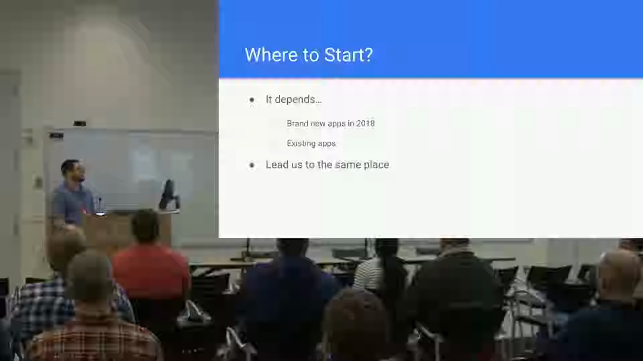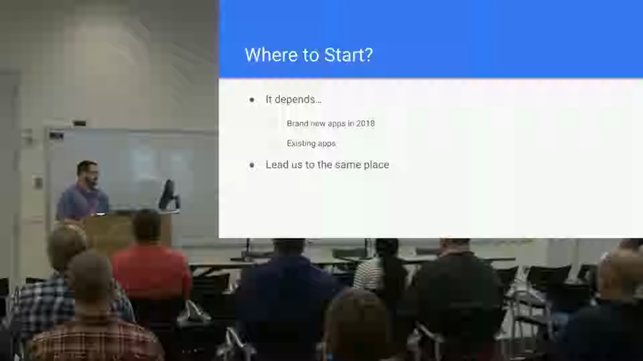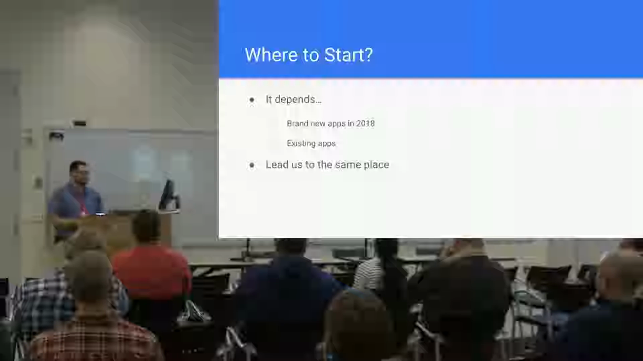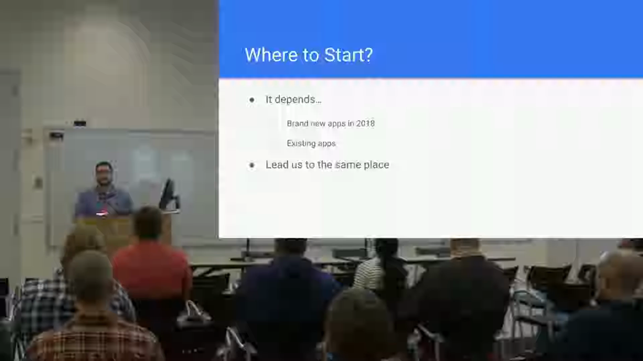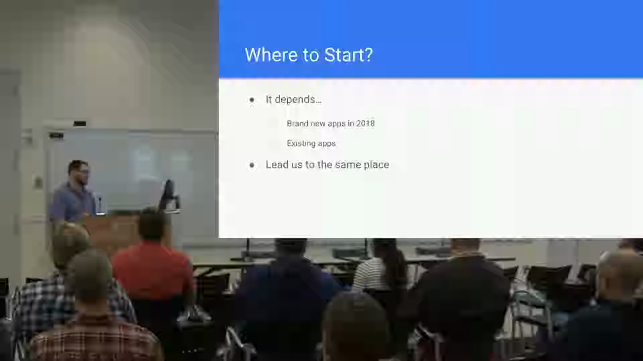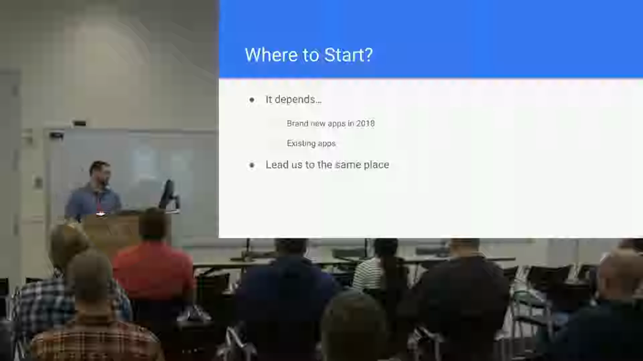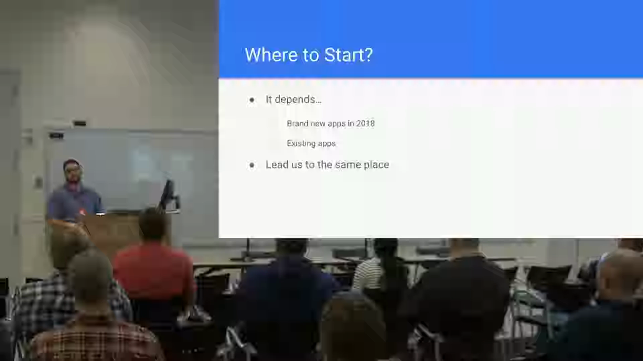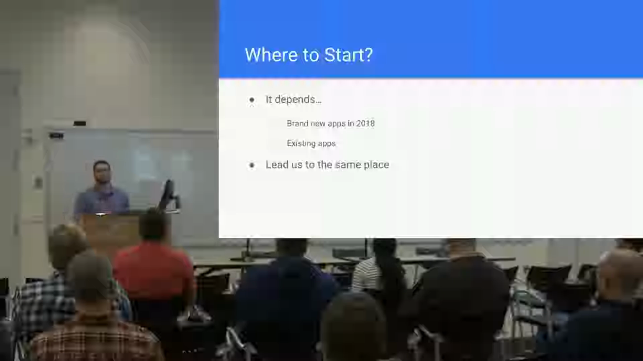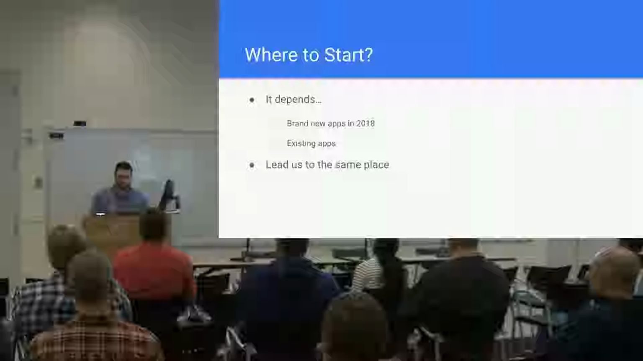So with this talk, where do we start? There's really two different paths. It depends. If your path is you want to start a brand new app in 2018 or beyond, where do you start? Or maybe you have an existing app that already has a mixture of older security controls or maybe not much security at all, and you want to update it. Well, walking through this talk and going through the things that need to be actionable, it's going to lead us to the same place. So we're actually going to end up in the same place regardless if you're starting a new app or if it's an existing app. It's just the lens that you're going to look at it through is going to be a little different.